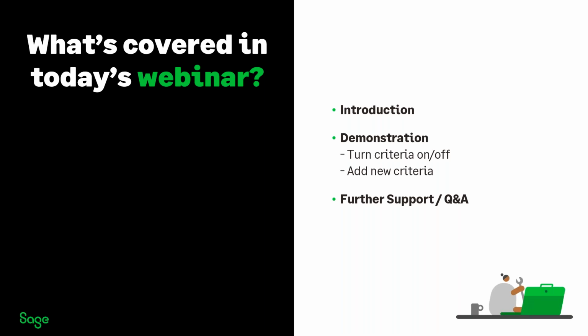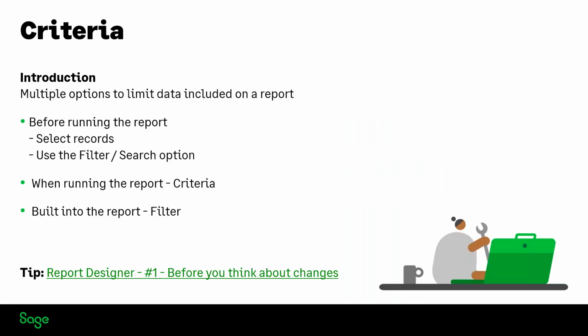Right, okay, so let's have a brief introduction to criteria then. You've probably, at some point when you run your report, if not every time you run a report, found yourself looking at the report and thinking, well, actually, I don't need all of that information. There's too much data on that report once it's been run. And you'll probably be aware of maybe the three options that we've got listed there.